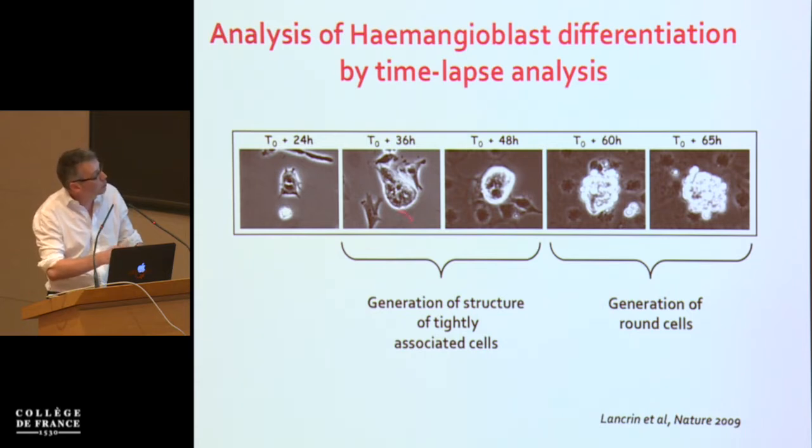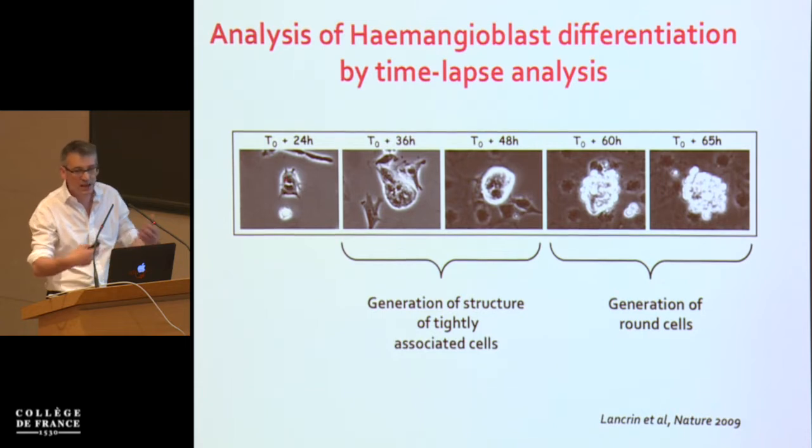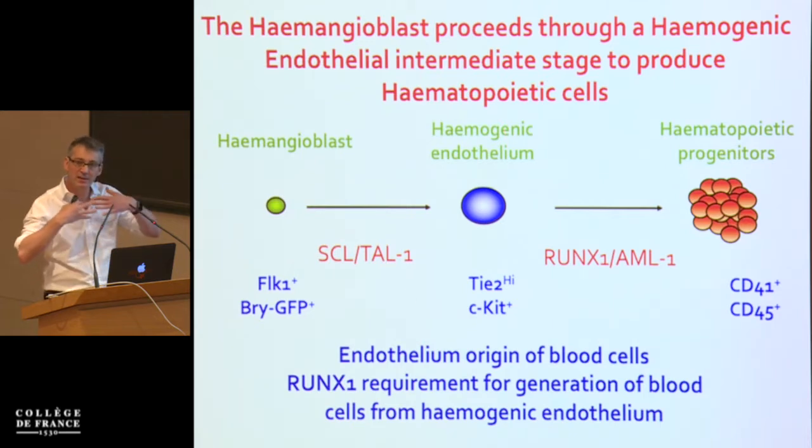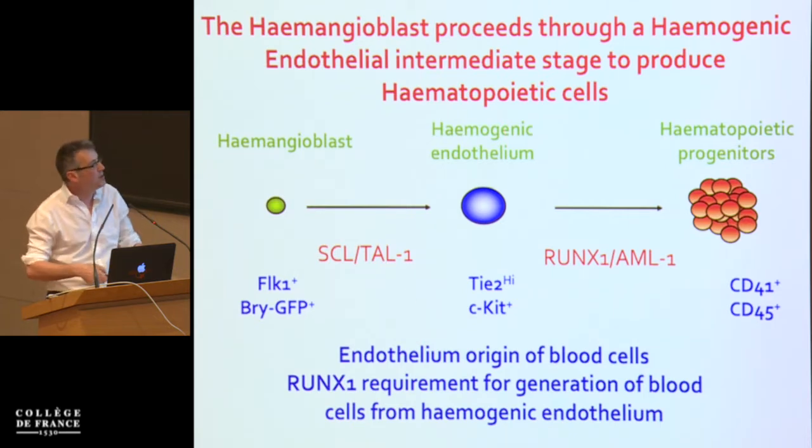And what we found is that this ball of hematopoietic cells is not generated as cells proliferating, but first you have formation of a cluster of tightly associated cells. To summarize this data, what we were able to show is that this cluster of tightly associated cells are endothelial cells. So what we're saying in this study is that the hemangioblast generates hematopoietic progenitors through a hemogenic endothelium. And we're putting together these two concepts of developmental hematopoiesis.